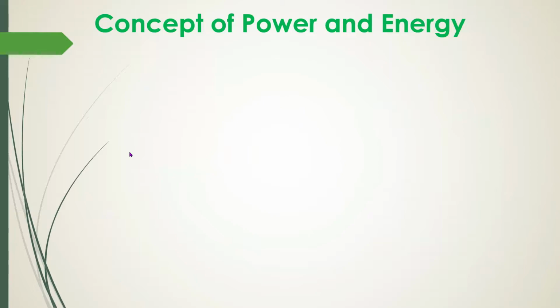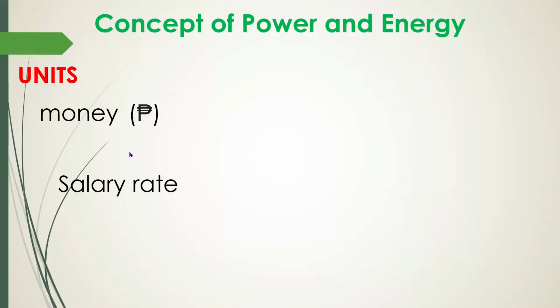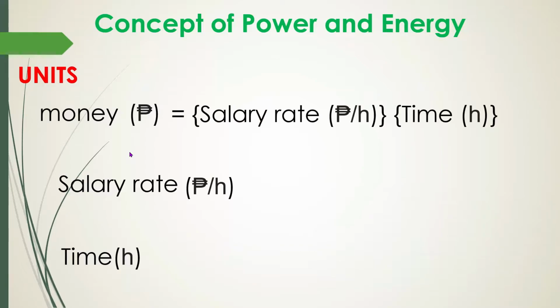To make the topic have sense, we'll take a look at the units. Money will have a unit of peso, salary rate will have a unit of peso per hour, and time will have a unit of hour. So, to make money, you will multiply salary rate and time, so the unit hour will be cancelled in the equation.